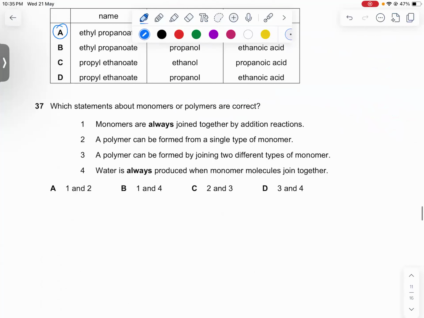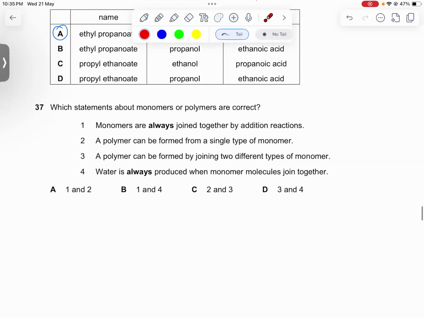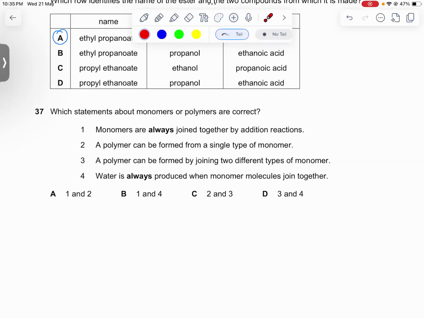All right. Question number 37 then. It says, which statement about monomers or polymers is correct? Monomers are always joined together by addition reactions. Is it true? No, not really. But let's see. A polymer can be formed from a single type of monomer. That is a true thing. We can have a single type of monomer to form polymers, and both condensation and addition polymers can be like that. Polyethylene is a polymer made from ethene only, and proteins are a polymer made from amino acid only. Okay, a polymer can be formed by joining two different types of monomer.